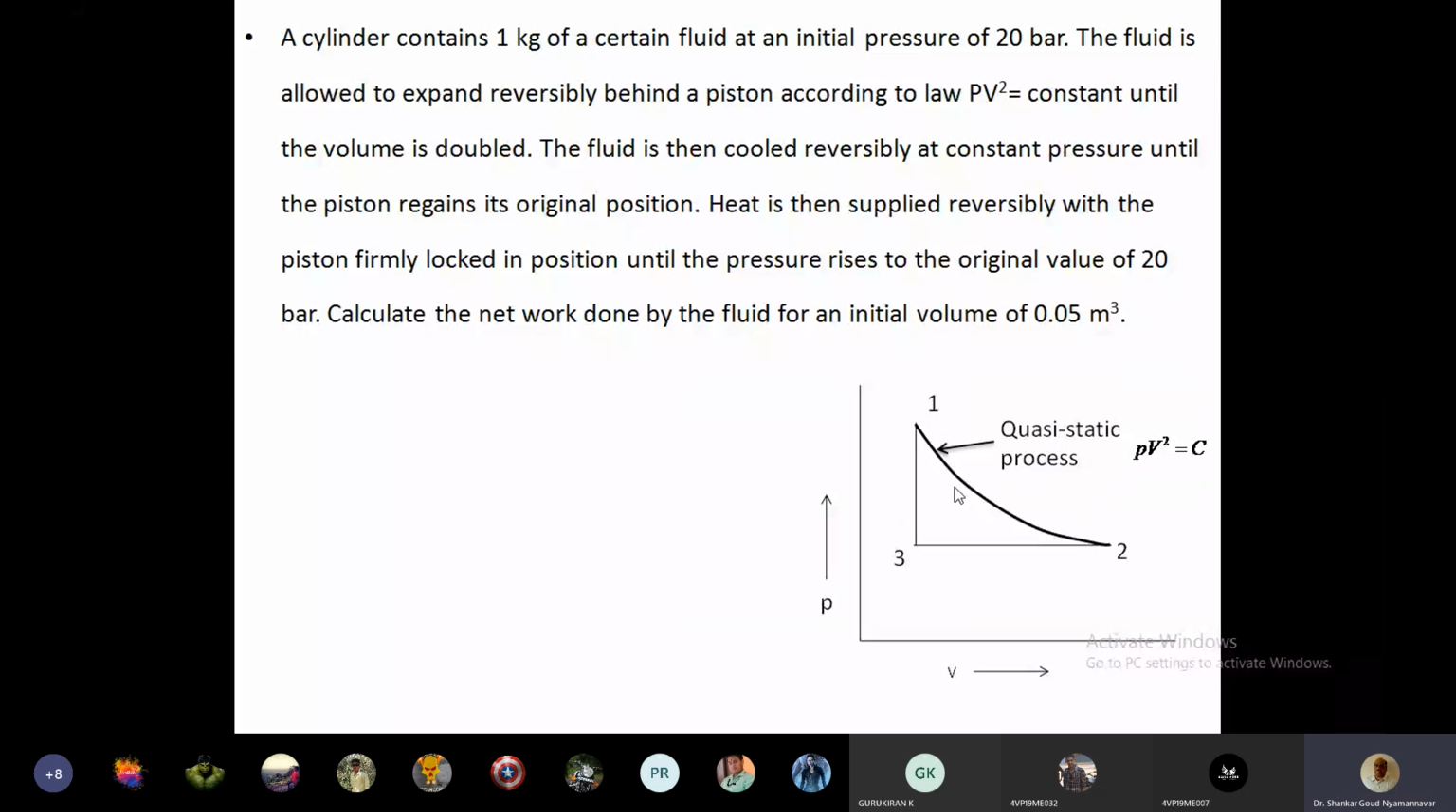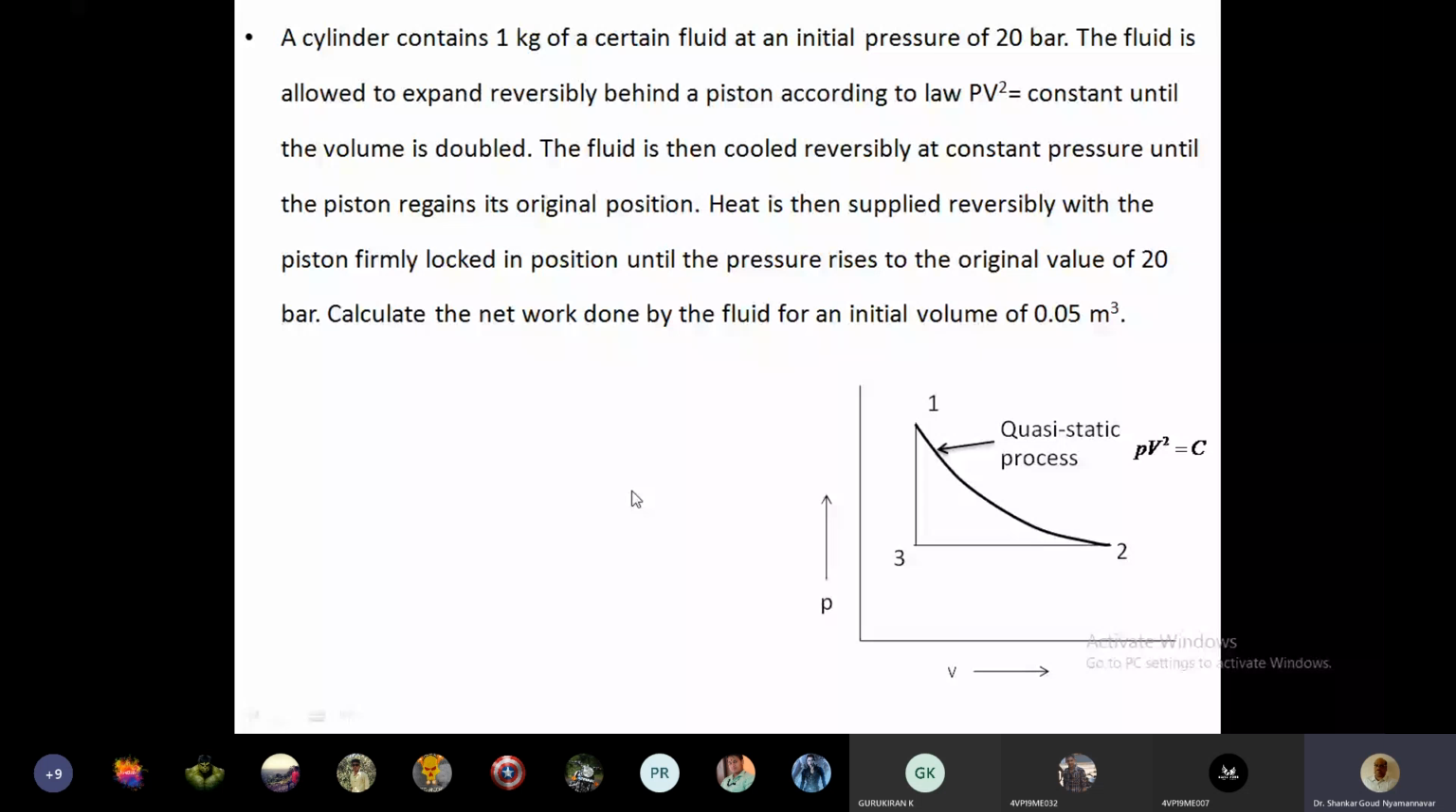If the process is 1 to 2, 2 to 3, 3 to 1, then the net work will be positive. If the process is opposite, let us say 1 to 3, 3 to 2, 2 to 1, in that case the net work will be negative. Sorry, this is clockwise. Clockwise is positive. Counterclockwise will be negative. Is that clear? Work done in a clockwise cycle is positive, counterclockwise will be negative.